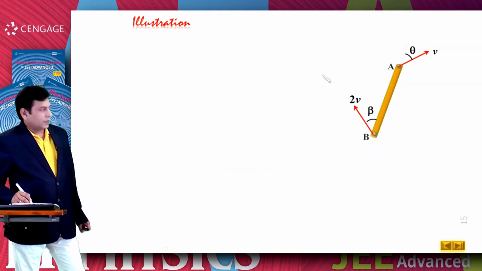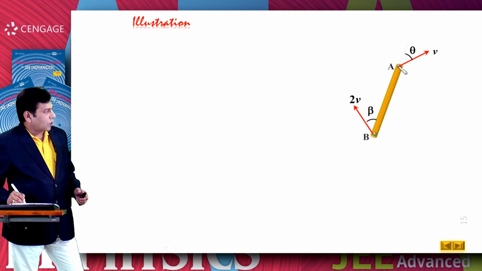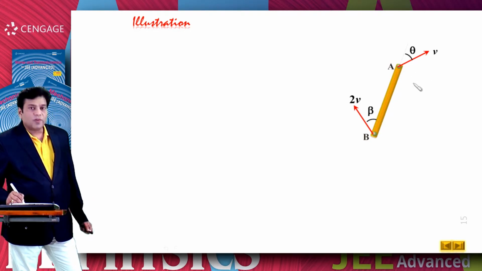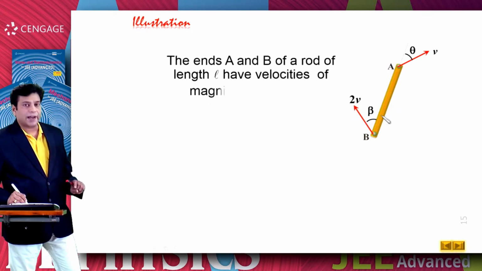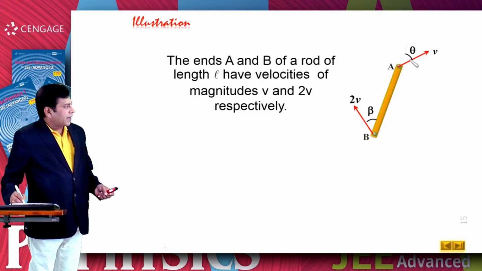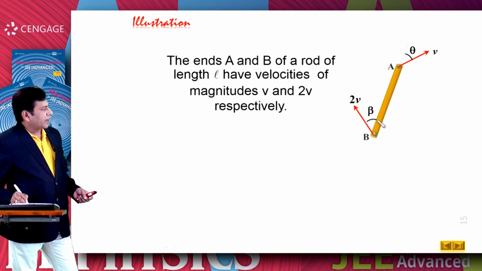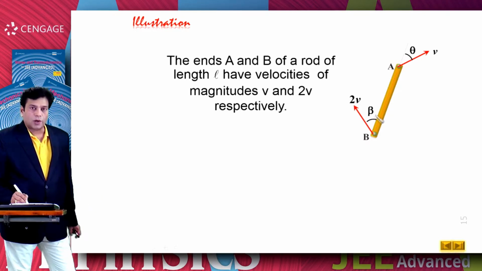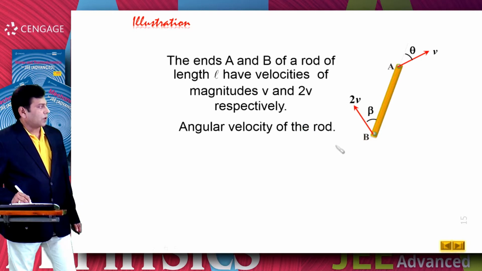In this diagram, you can observe a rod of length L, and the ends of this rod, that is A and B, are moving with the velocity v and 2v. You can observe in this diagram. This velocity v is making angle theta with the direction of the length of the rod, and this velocity 2v is making angle beta with the length of the rod. And in this case, we need to find the angular velocity of the rod.